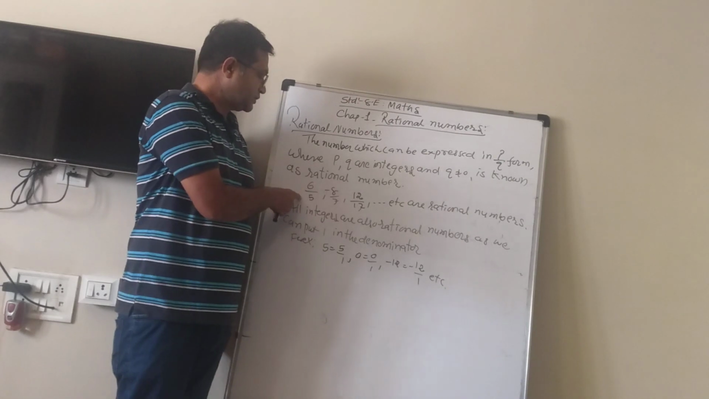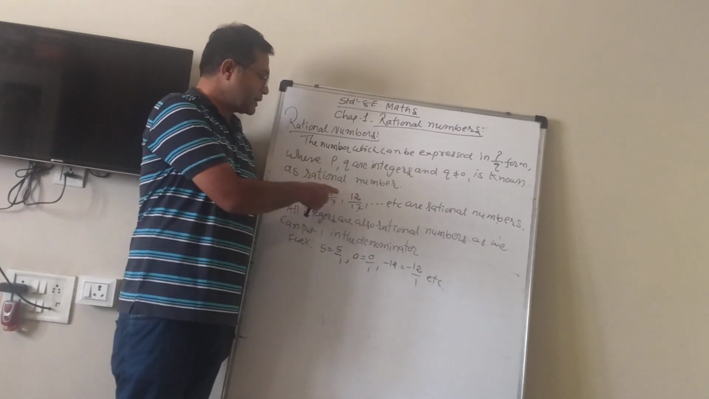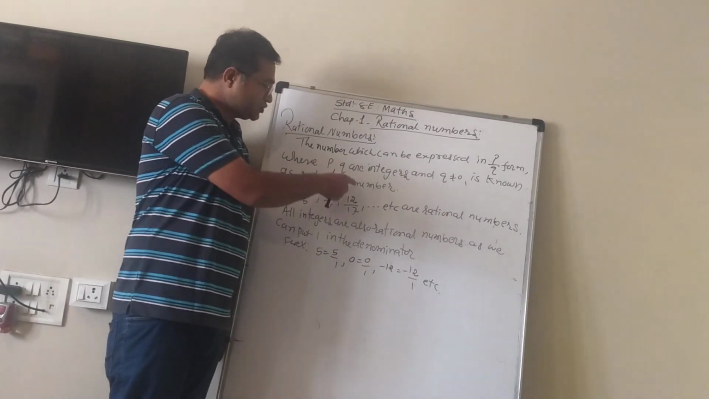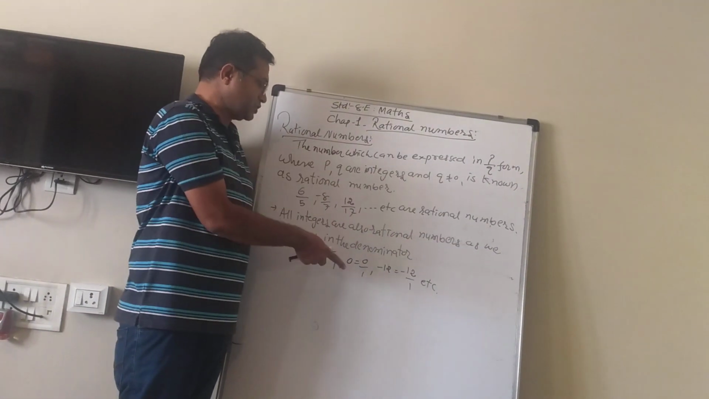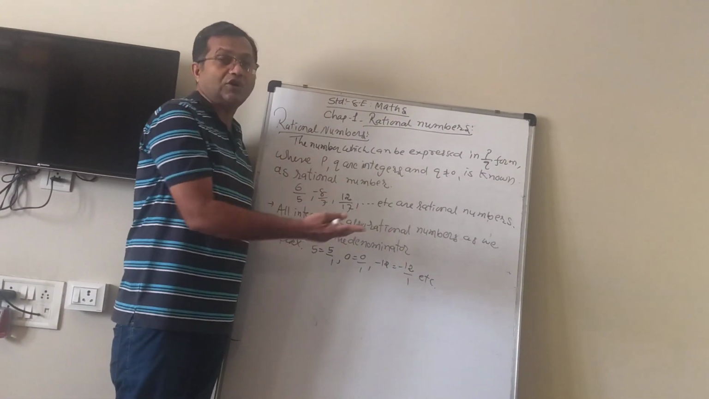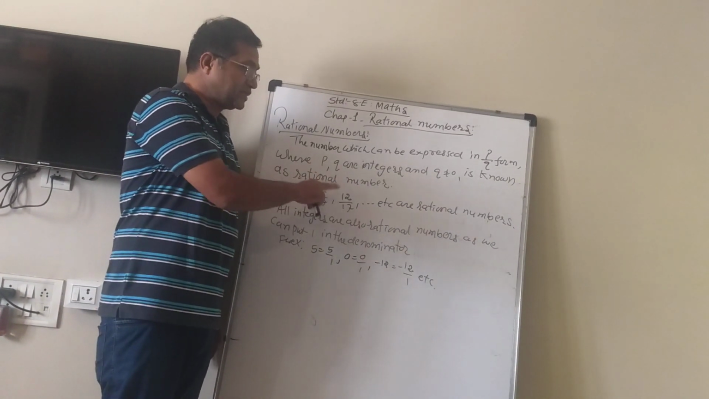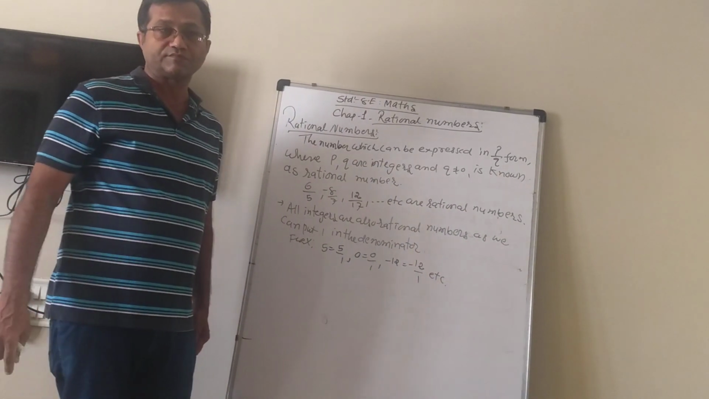So here we can see that 6 upon 5, minus 8 upon 7, 12 upon 17, they all are in the form of P upon Q. Here Q is not equal to 0. Therefore, they are rational numbers.